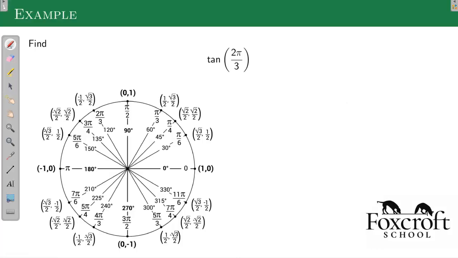All right, now we also want to do the tangent. But the tangent is pretty much the same process we're doing with sine and cosine, just one extra simplifying step. So tangent is just the sine of this angle over the cosine of this angle. Sine of 2 pi over 3 is square root of 3 over 2. Cosine is negative 1/2.